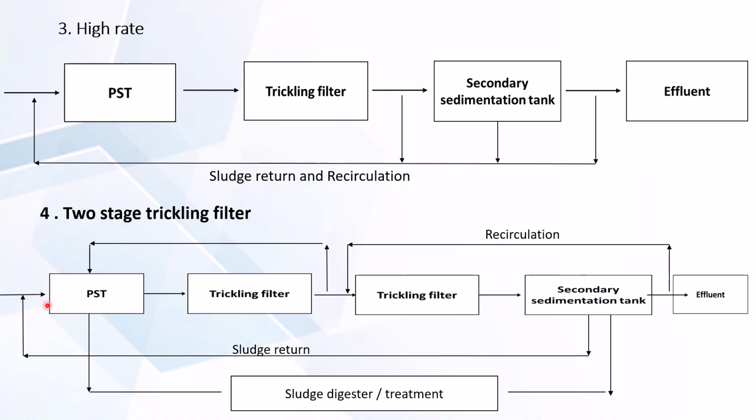Then comes the two-stage trickling filter. In this, the water comes from the PST to the trickling filter, and basically in this we are using two trickling filters and one secondary sedimentation tank. After the secondary sedimentation tank, the water is again recirculated to the trickling filter, and the sludge is also returned back before the PST, so as to increase the efficiency and degrade more and more organic pollutants. This type of trickling filter you can develop according to your designs.